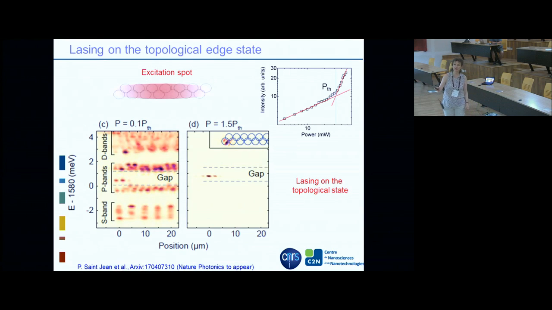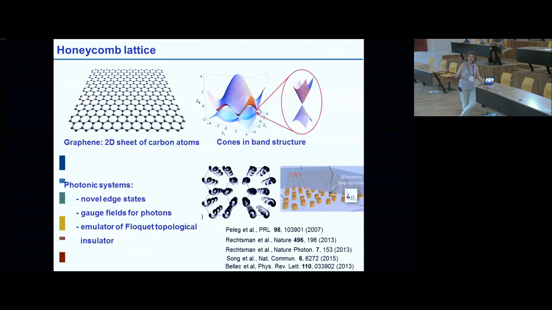When we put our excitation spot in the bulk, so we don't overlap with the edge states, and we look at lasing, we see a lot of mode competition in the bulk. So this mode, which has a very peaked density of states, takes the gain. So it's the one that we meant, by the group of Moti Segev.